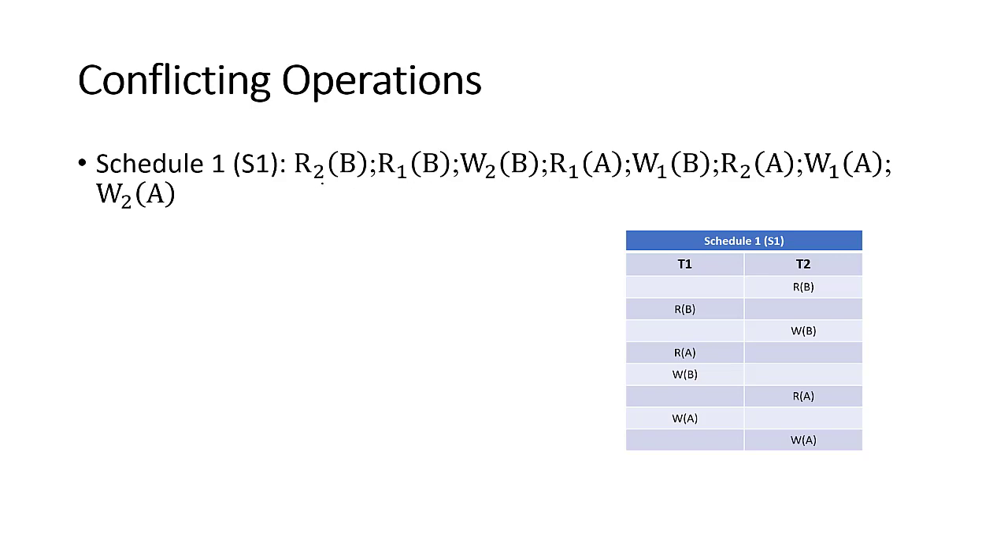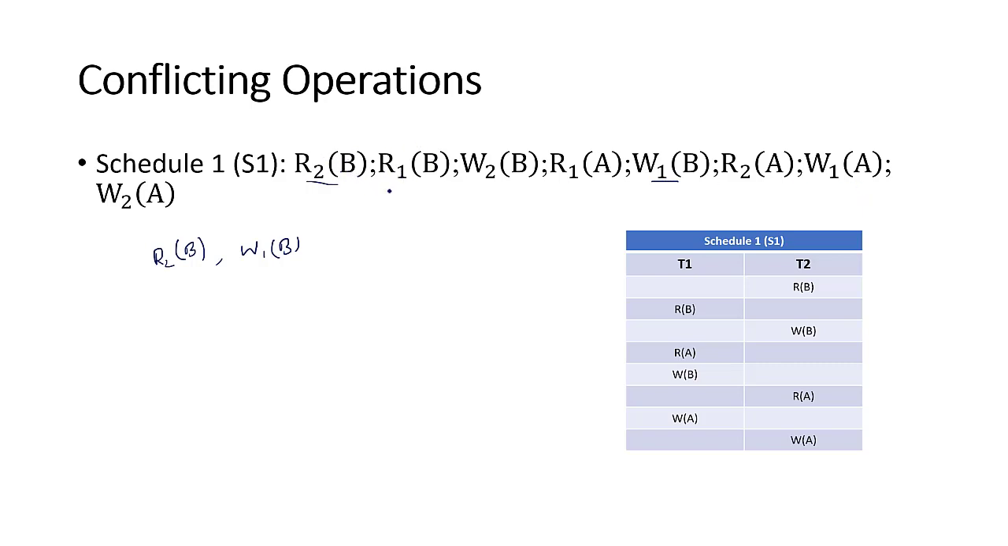Now, to identify a conflicting operation, the process will be that we start with the first operation, then go through the schedule and find any write operation by a different transaction on the same data. So you can see that here there is a write operation by transaction 1 on the same data B. So my conflicting operations will be R2B and W1B, this one and this one. Now there are no more conflicting operations depending on this one.